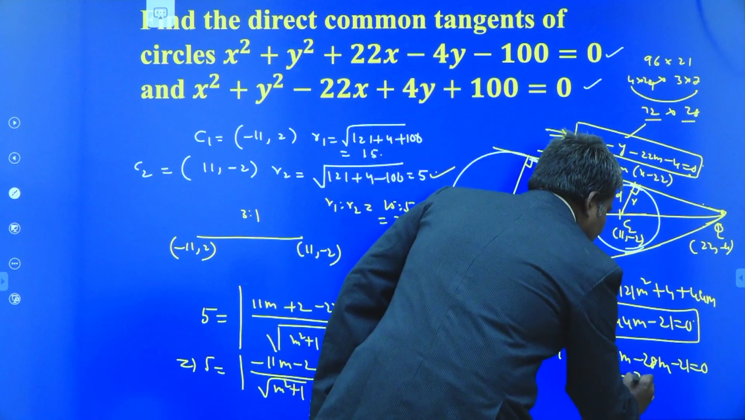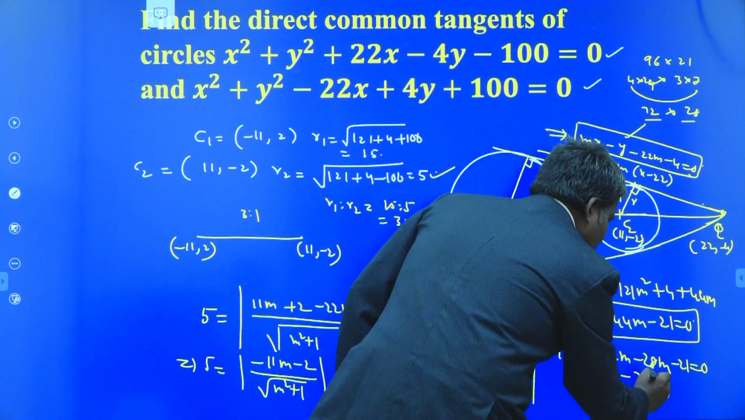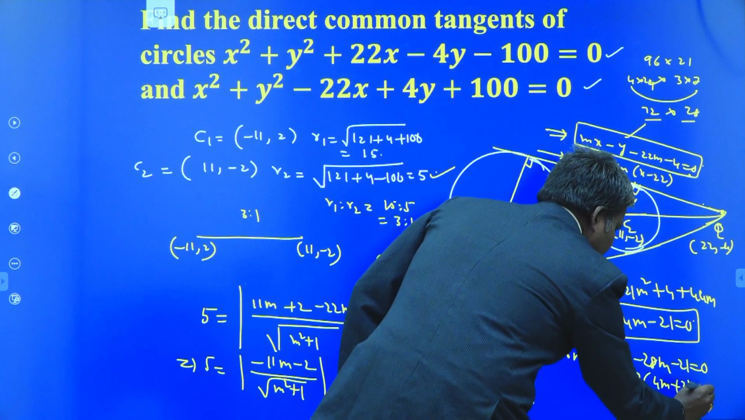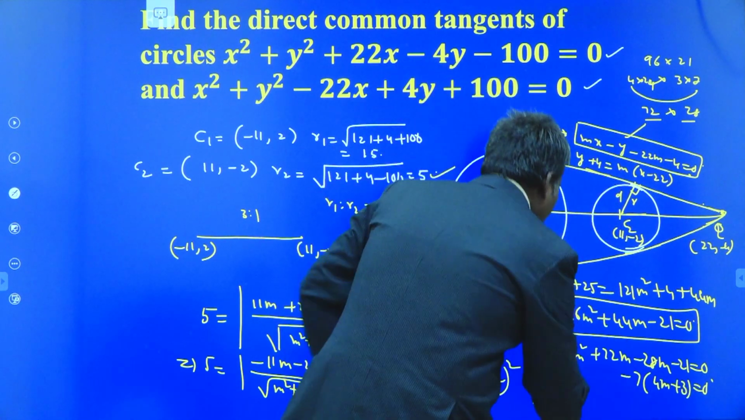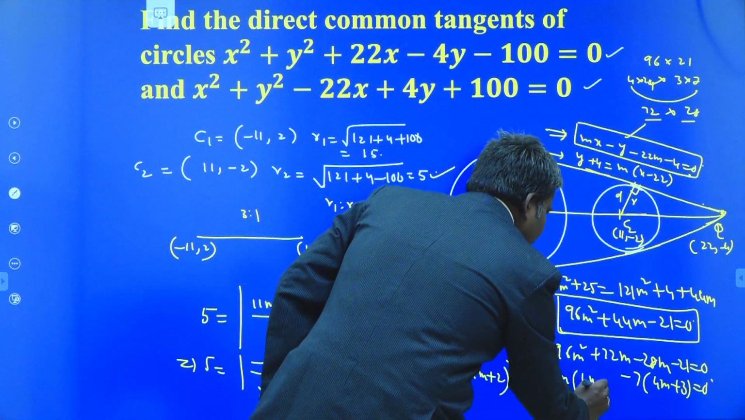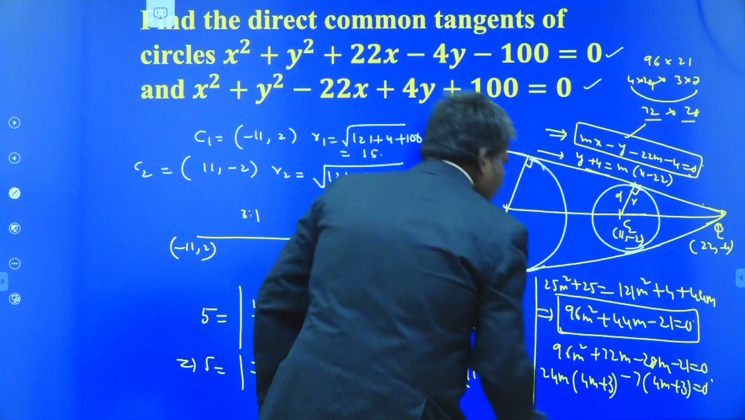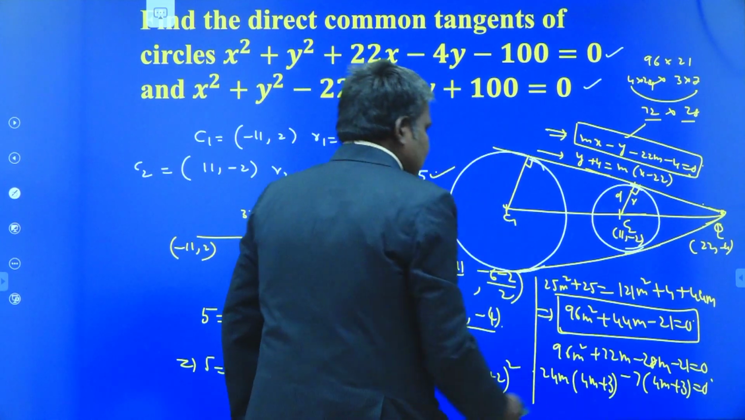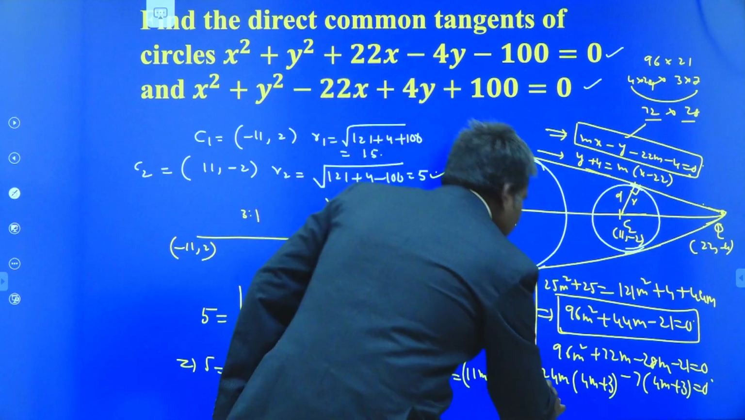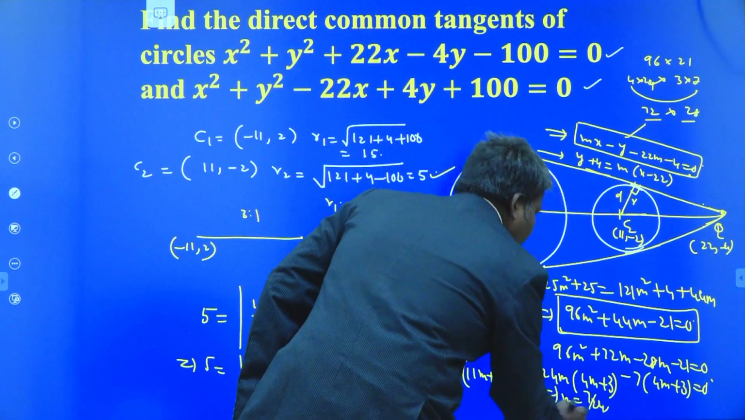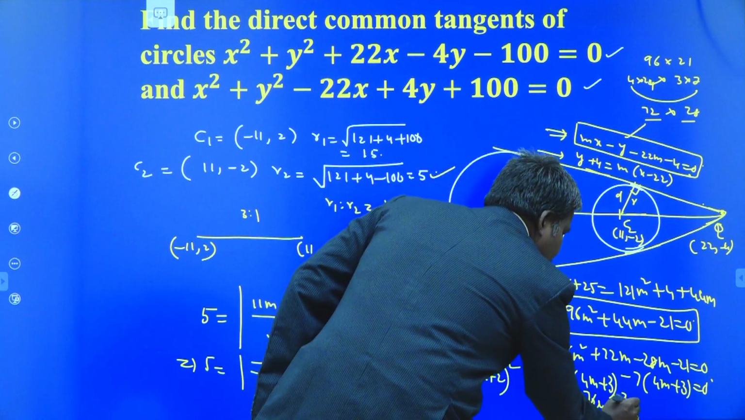So you can take minus 7 common here. 4m plus 3 is equal to 0. Here what do you have to take common? 24m. That is nothing but 4m plus 3 also. So what are the values of m here? 24m minus 7 into 4m plus 3 equal to 0. Implies we get the values of m are 7 by 24 comma minus 3 by 4.